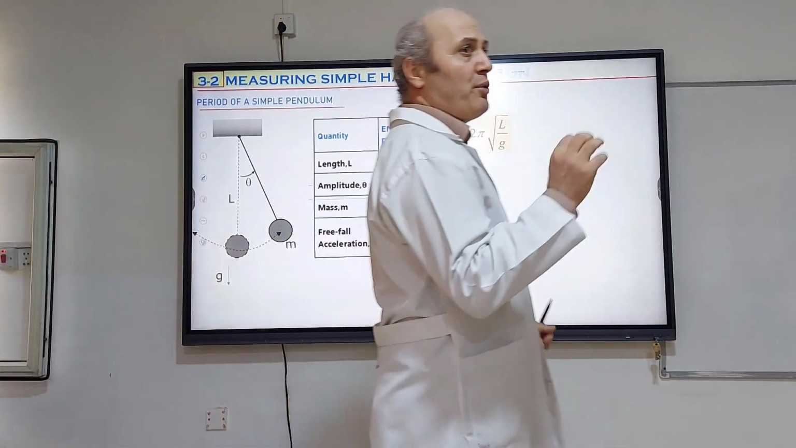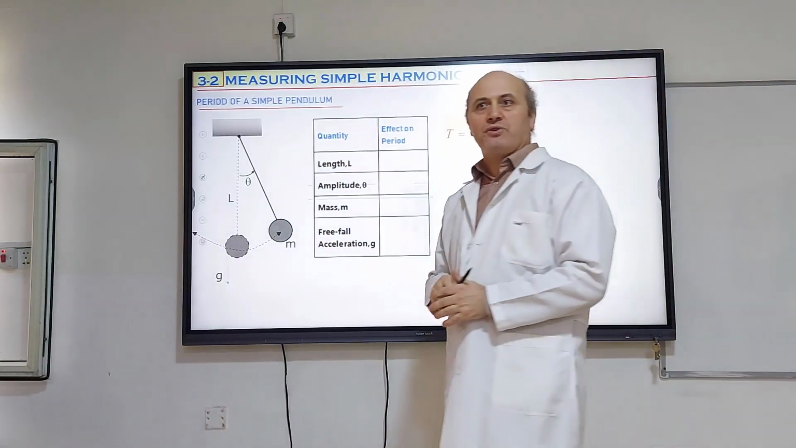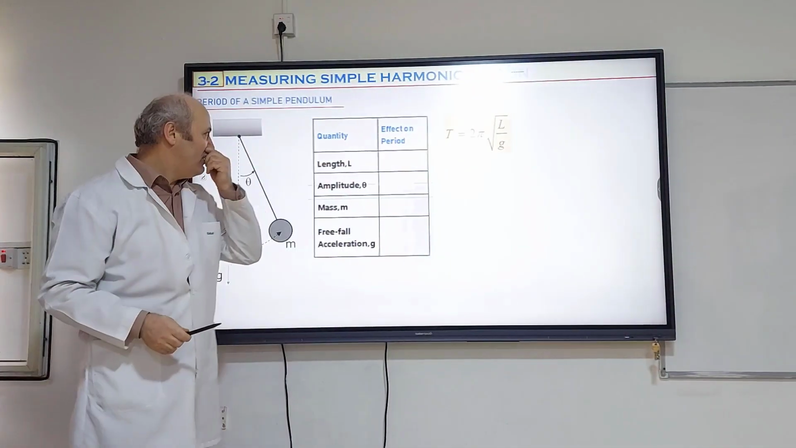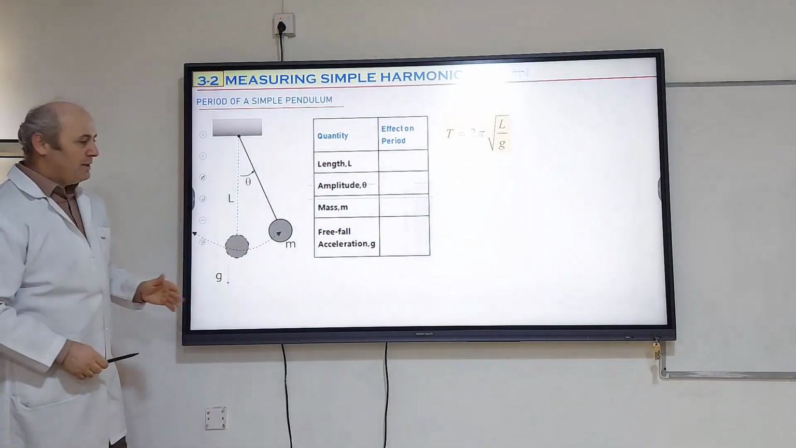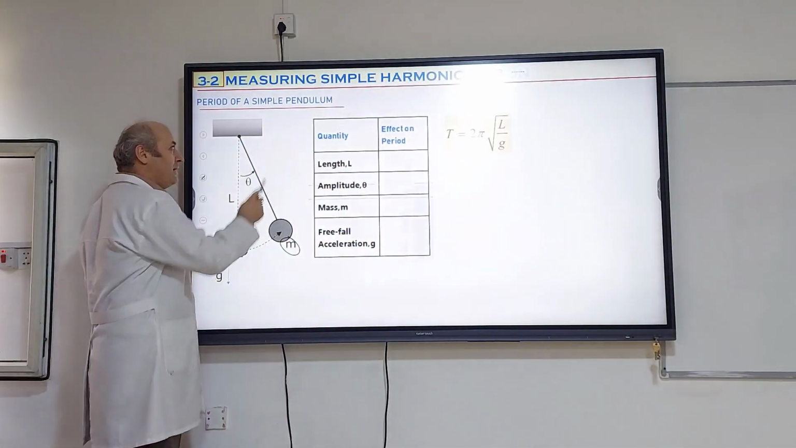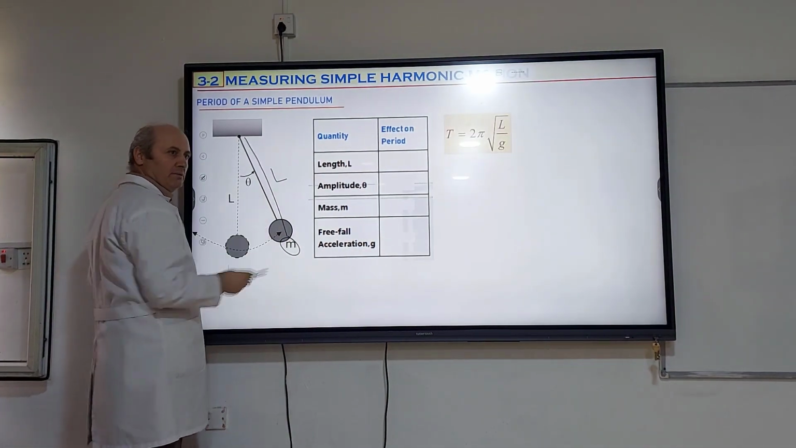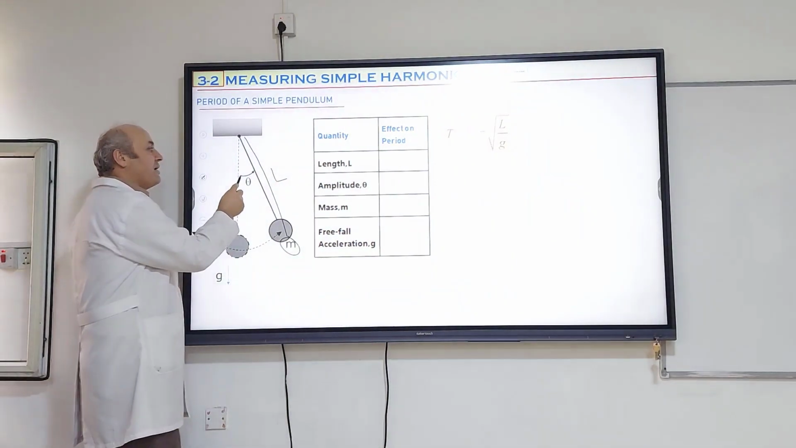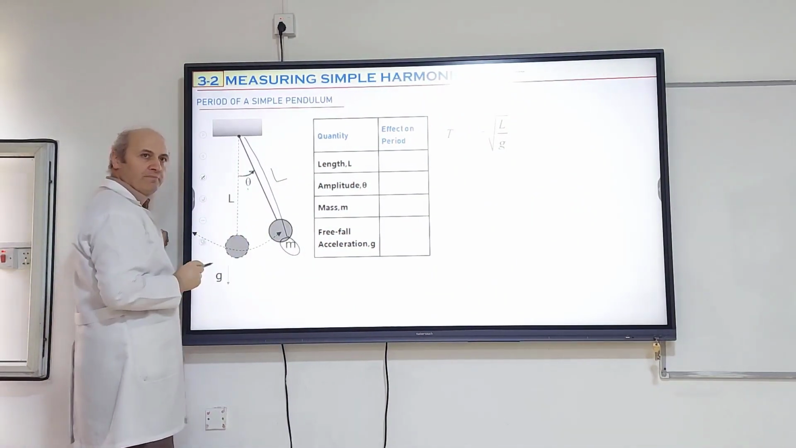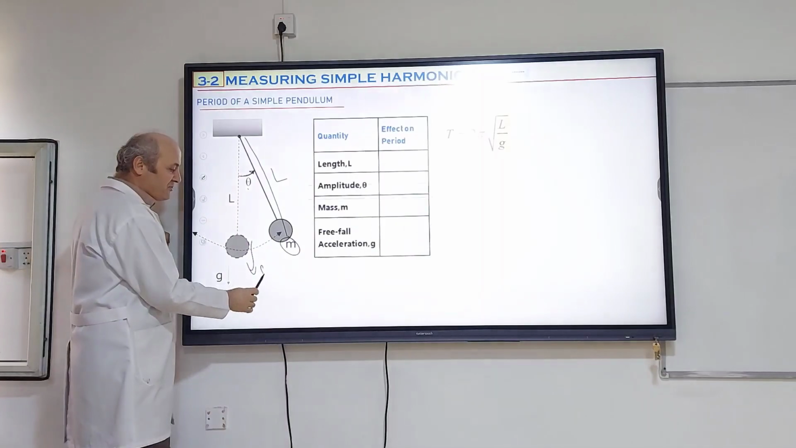Then we are going to write an equation for a simple pendulum, and an equation for a mass spring system. First, the simple pendulum has a mass m, the length of the pendulum is L, the amplitude of the vibration is theta, and the free fall acceleration at this region is g.